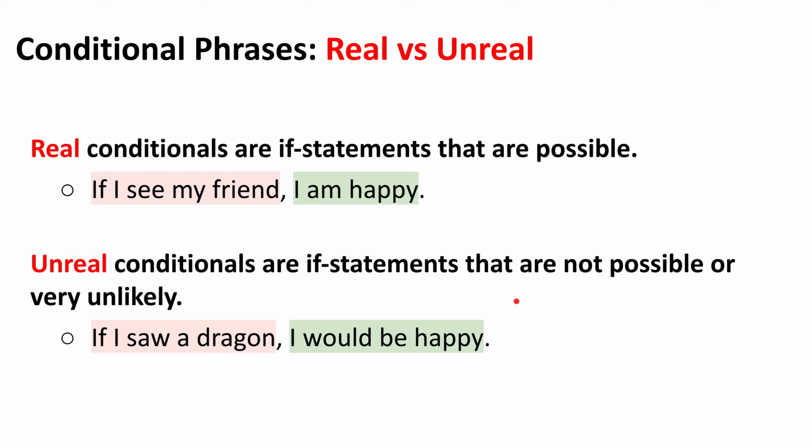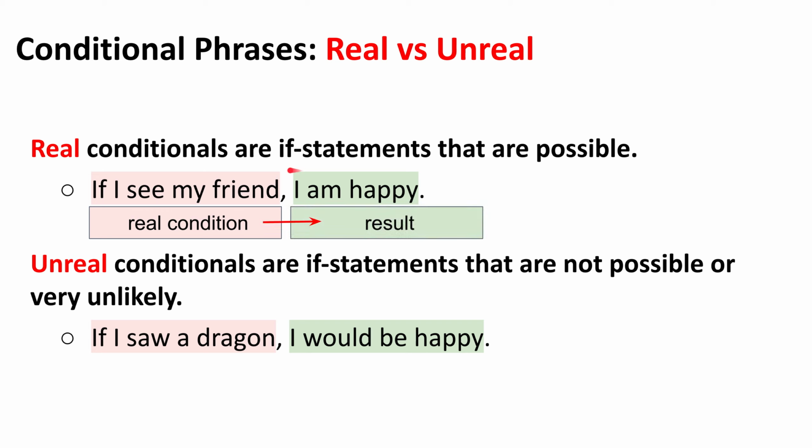Let's talk now about real versus unreal conditionals. Real conditionals are if statements that are possible. For example, if I see my friend, this is a very real condition. It's very possible that I can see my friend. I have a friend and I can meet him. Then the main clause, I am happy. That's the result.